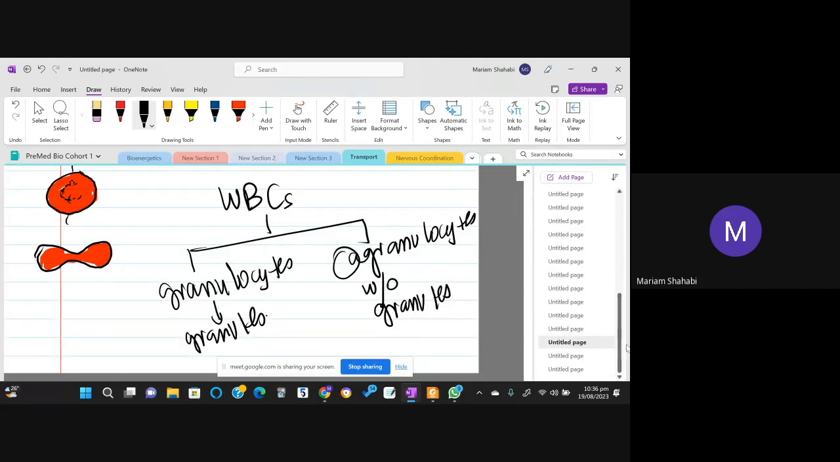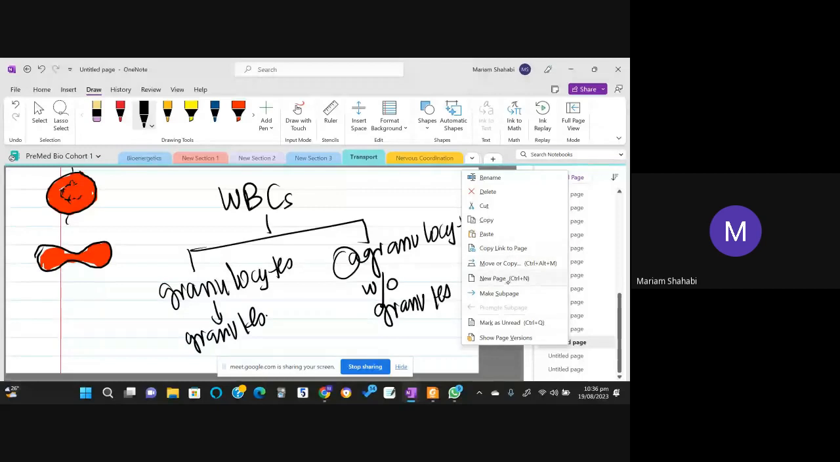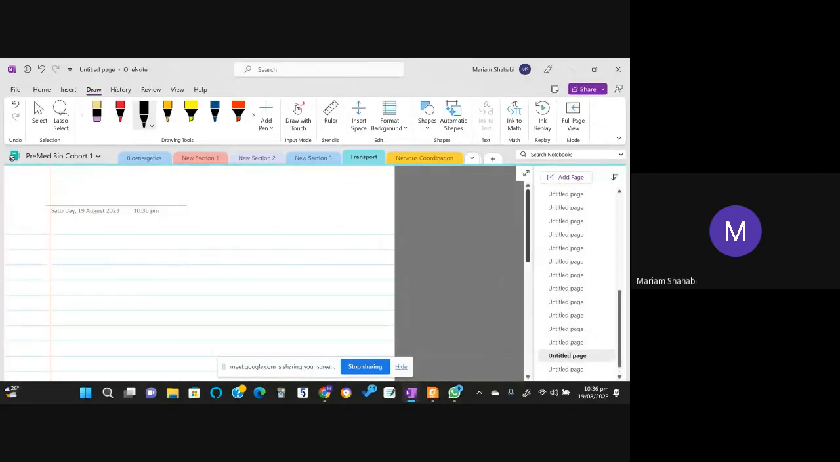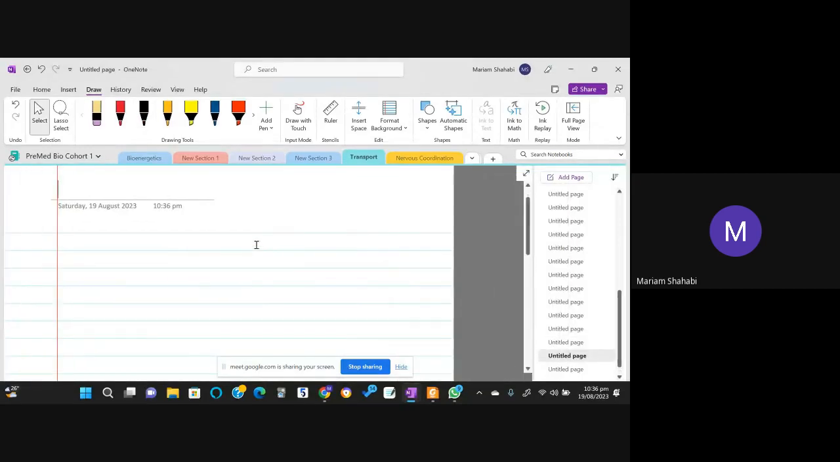Let me, this will make sense in a while. Wait. So there are some cells. Okay, I'll just show you a diagram. It will be faster.